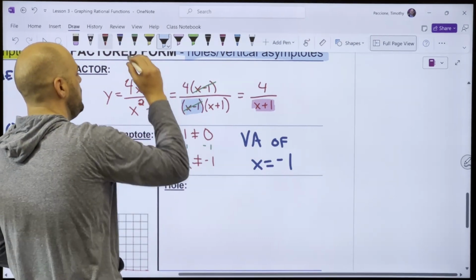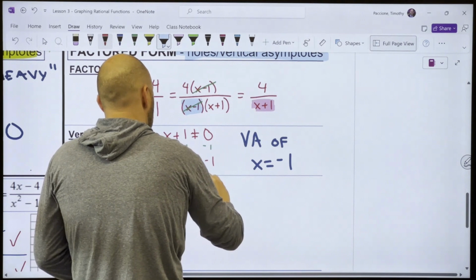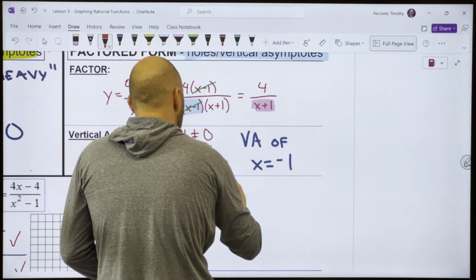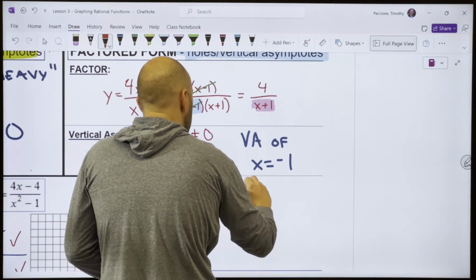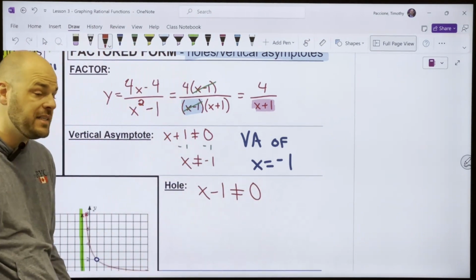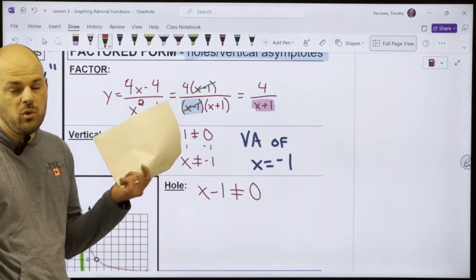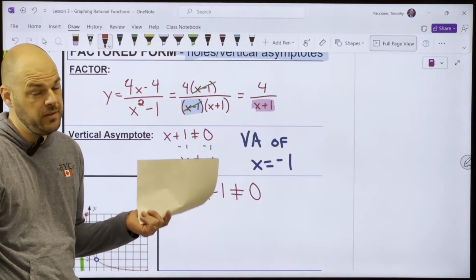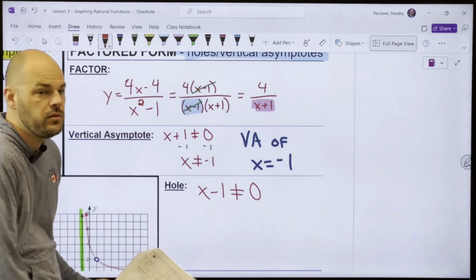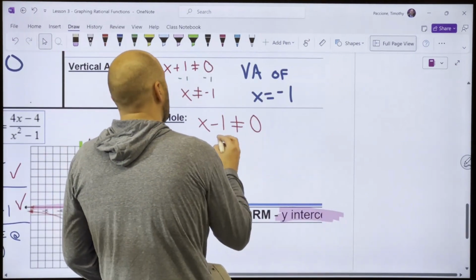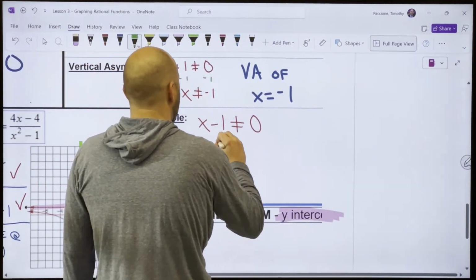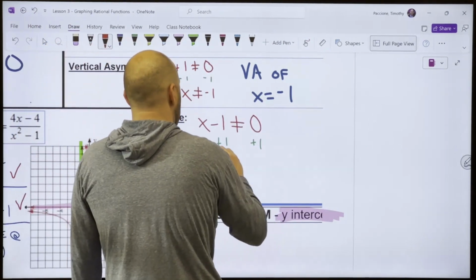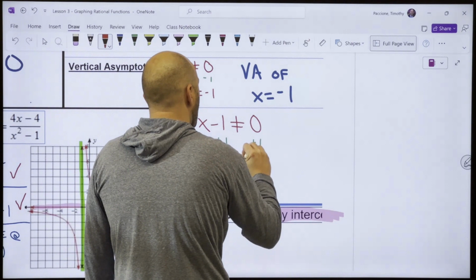So I say, okay, that means x minus 1 cannot be 0. Same process. You could look at it and say, well, I know it's 1 because 1 minus 1 is 0 and it can't be 0, so that must be the thing. Or you could write it out like this and say, okay, let me solve, even though this is a not equal sign, I can still solve it. And I find out that x cannot equal 1.